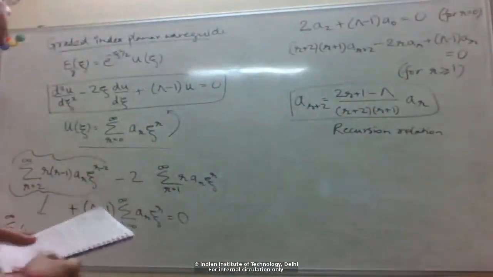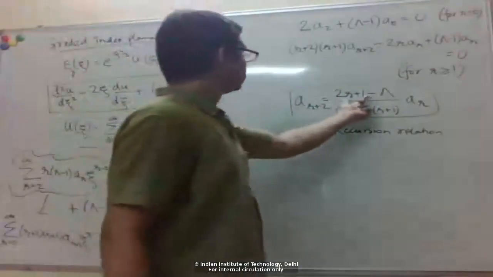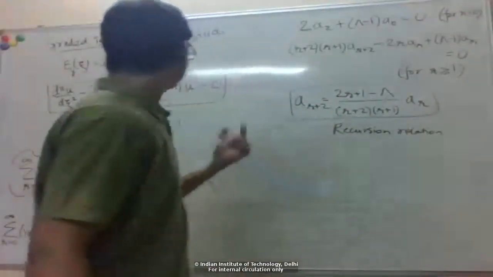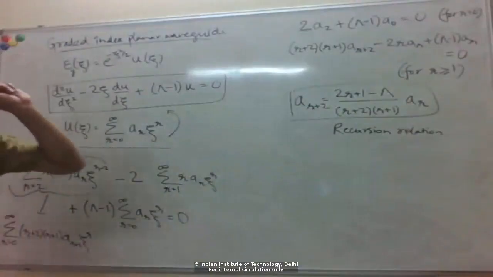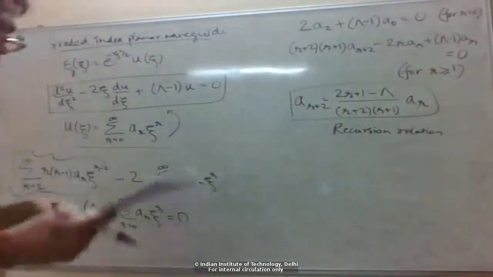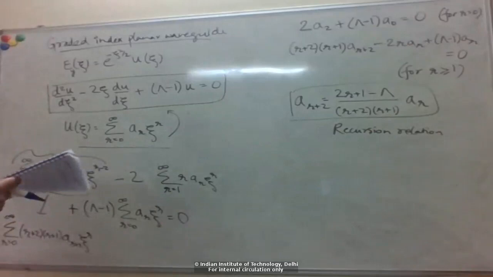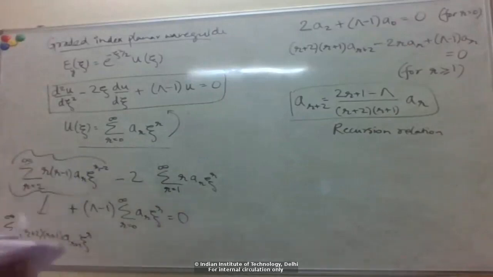Yeah, so looks like we are out of time. So next time we'll continue. And from this recursion relation, we'll see what the coefficients look like and what this function is, and then look at the solutions. Any questions?